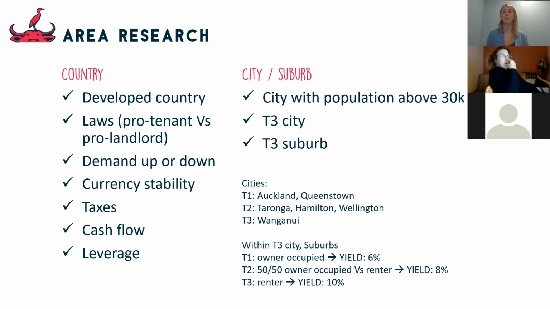Then tier 2 suburbs will be 50% owner occupied and 50% through renters. And then you can start finding some yields of 8% maximum. And then when you go to tier 3 suburbs, which probably are the suburbs that you and I wouldn't want to be living at, but it's great for an investment, it's not where you're going to be living, then that is where they're mostly renter occupied and your yields will be really, really high, okay?